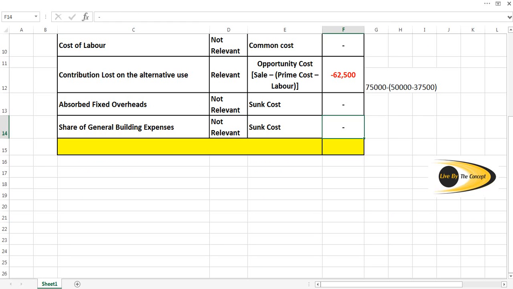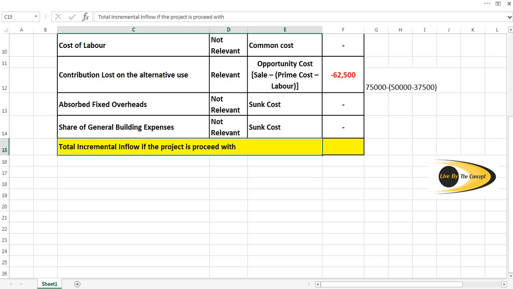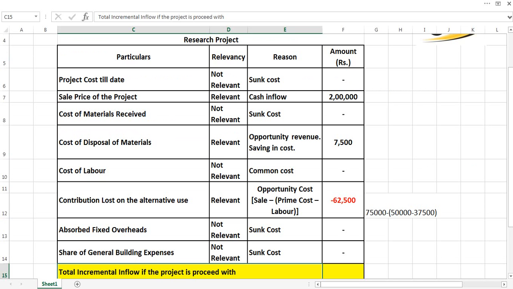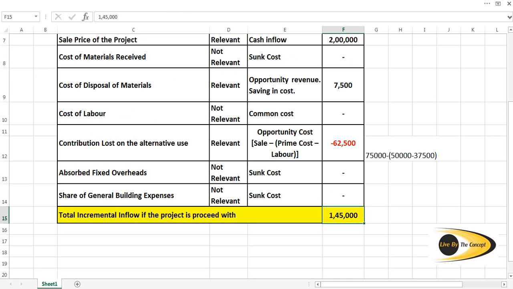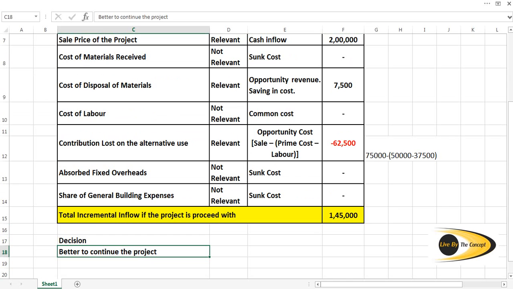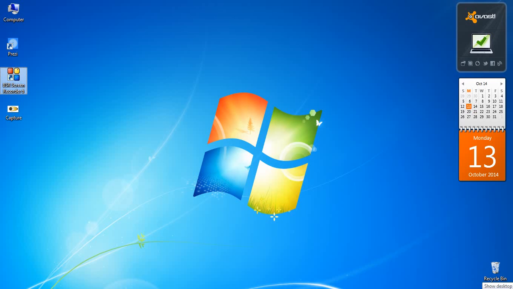So let us have the total incremental inflow if the project is proceeded with. In that case you will be having 2 lakh plus 7,500 minus 62,500. So that is how you are having the relevant gain of rupees 1,45,000. As the relevant gain is positive, our decision will be to go for the project. The reason is that we are having the positive relevant gain. Thank you.